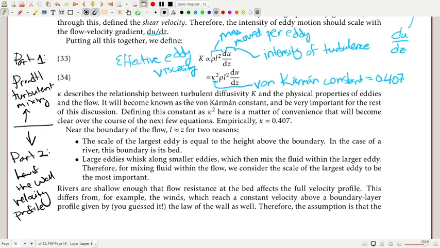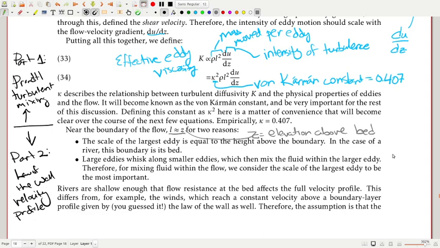So this is where we take advantage of the fact that we're near the boundary of a flow. And near the boundary of the flow, we can say that L, this eddy length scale, is approximately the same as Z, the elevation above the bed. And we can say that for two reasons. The first one is because the scale of the largest eddy is always equal to the height above the boundary.